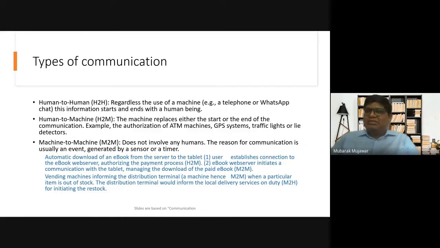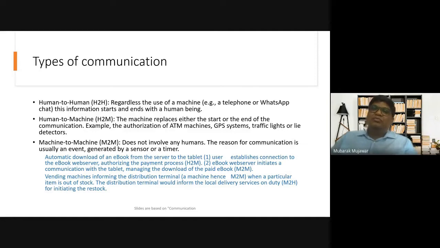One of the best examples is, think of Amazon. I'm actually reading one of the books. I find it interesting, so I thought of actually purchasing it from Amazon. I go and click the purchase button on Amazon. Once I click purchase, afterwards, all the communication happens machine to machine. The first thing that happens is my credentials are verified by machines.